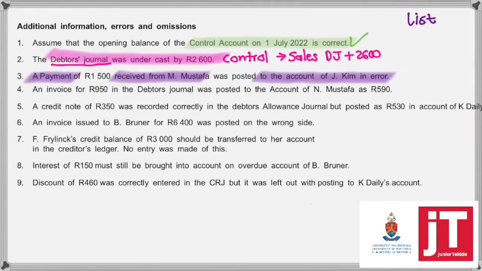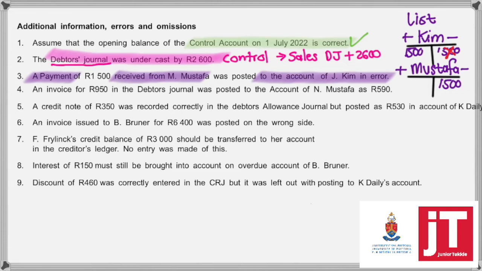Then it says a payment received from M. Mustafa was posted to J. Kim in error. In other words, it is the list that is incorrect. If there's an error of posting in the list, draw your little T accounts. So we have Kim and Mustafa. Now, we credit Kim's account incorrectly, so we have to debit Kim and credit Mustafa. In other words, plus Kim's account and minus Mustafa's account on the list.